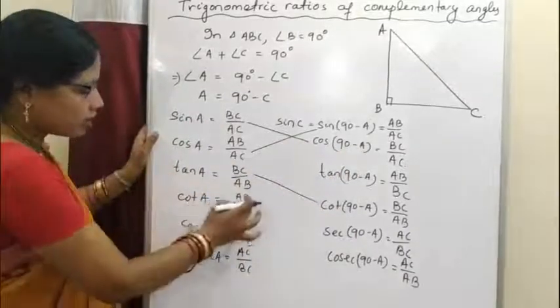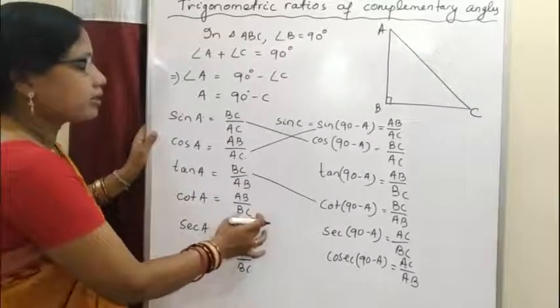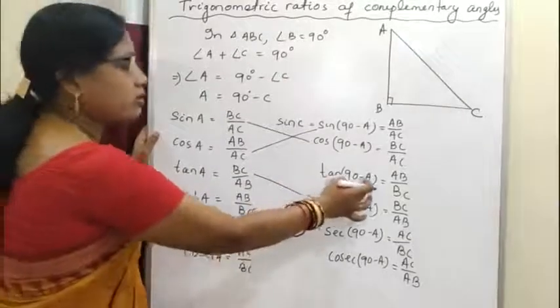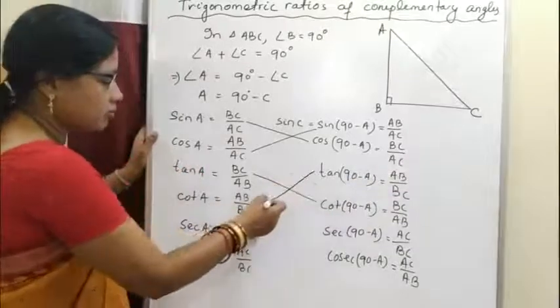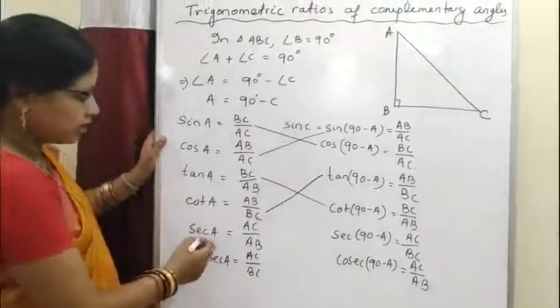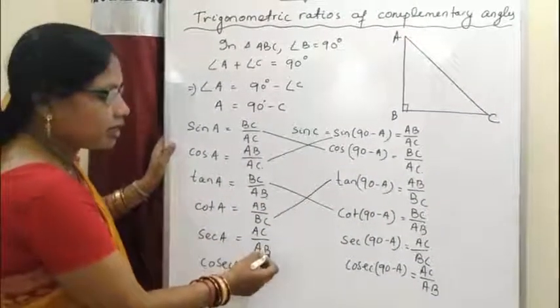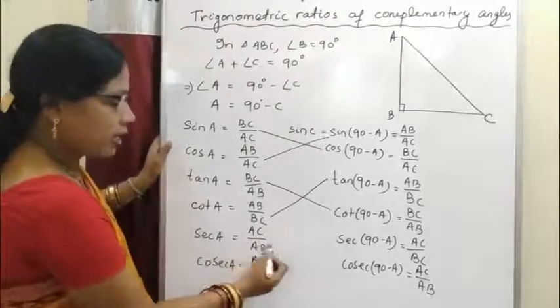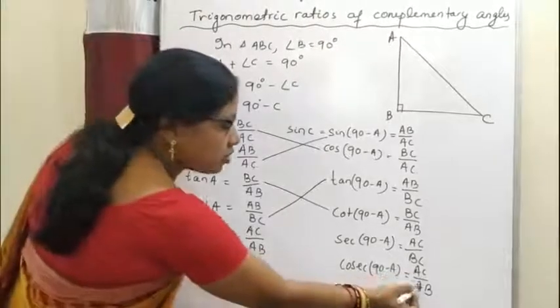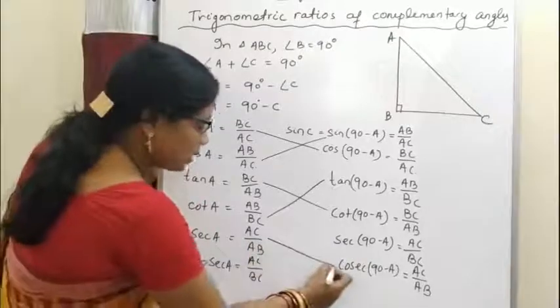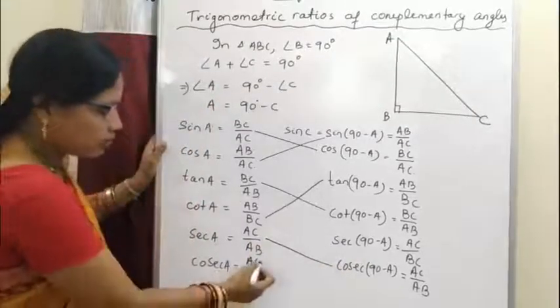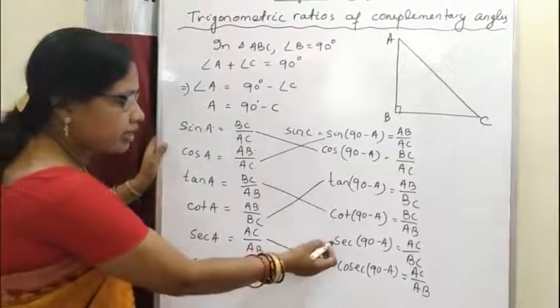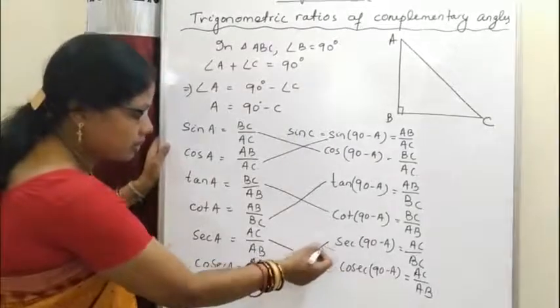So cot A is equal to AB by BC here. Then tan 90 minus A is equal to AB by BC. So this is related to this. Then sec A is equal to AC by AB. So sec A, cosec 90 minus A is equal to AC by AB. Then cosec A is equal to AC by BC, and sec 90 minus A is equal to AC by BC.